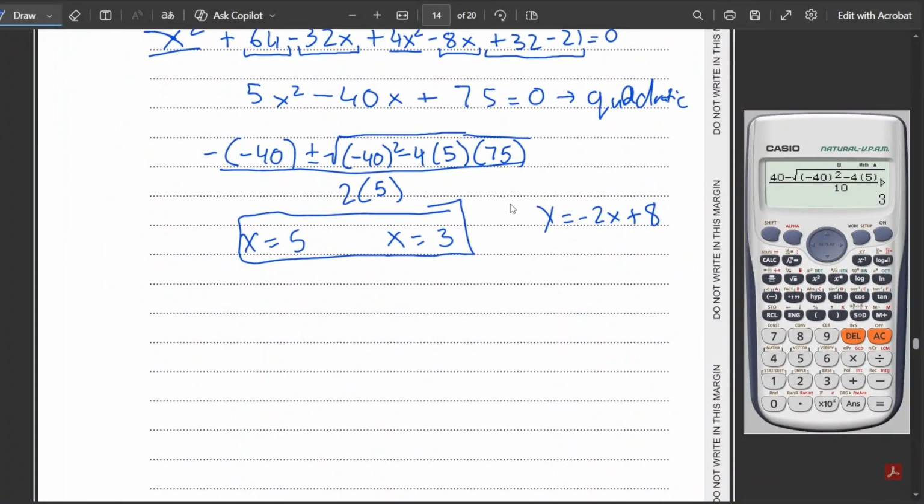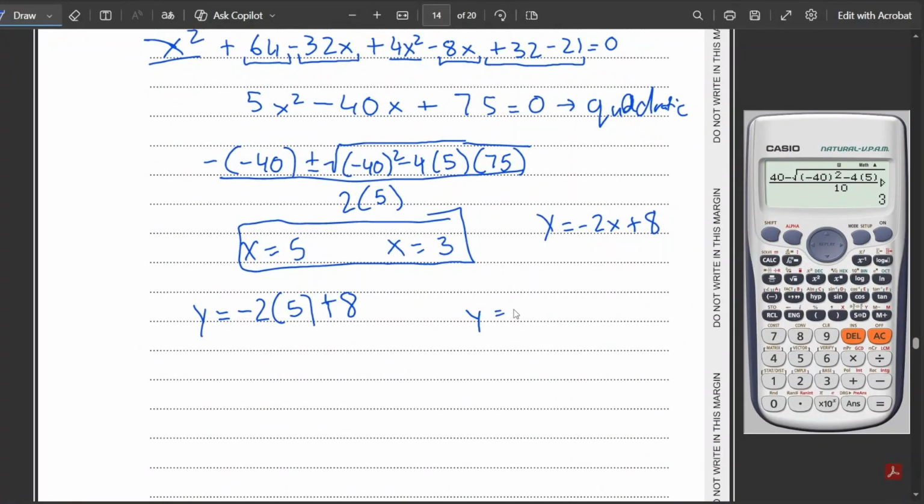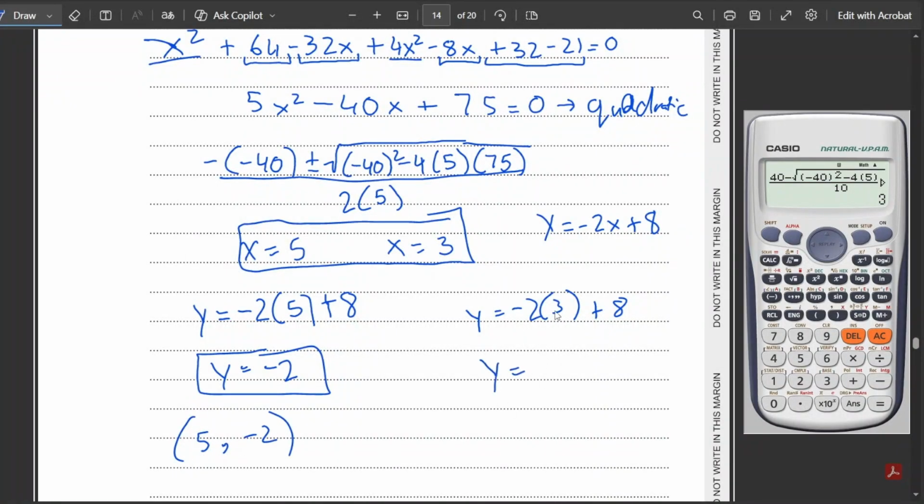So we're going to put in 5 into this equation, so it's going to be y equals minus 2 times 5 plus 8, and then I have y equals minus 2 times 3 plus 8. So negative 2 times 5 is negative 10. Negative 10 plus 8 is negative 2. So the first coordinate is 5 comma negative 2, and then the second coordinate is negative 2 times 3, that's negative 6 plus 8. Y equals negative 6 plus 8 is positive 2. So the other coordinate is 3 comma positive 2.